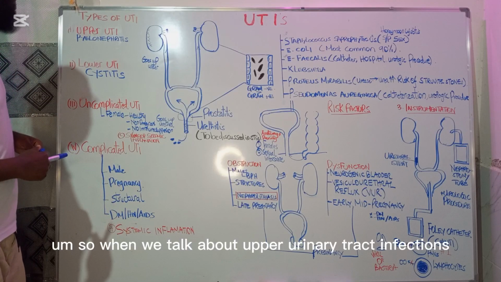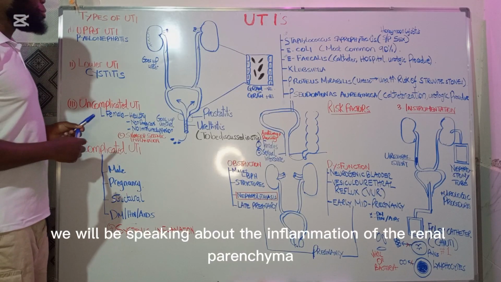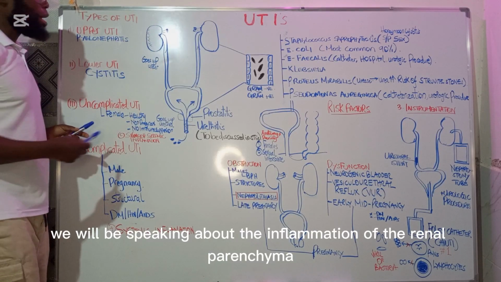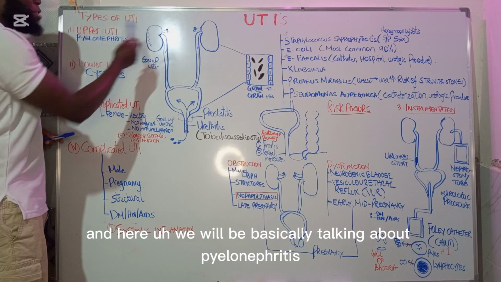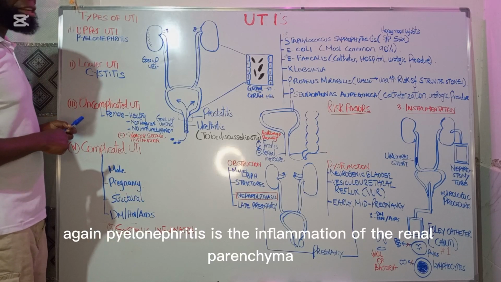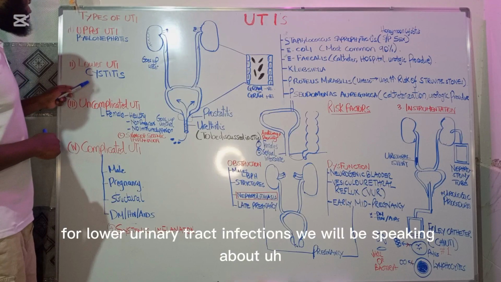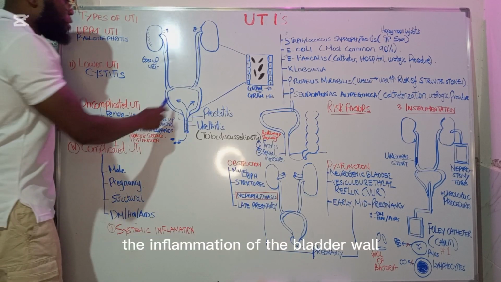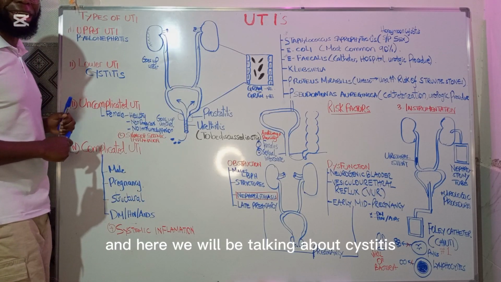So when we talk about upper urinary tract infections, here we will be speaking about the inflammation of the renal parenchyma. And here we will be basically talking about pyelonephritis. Again, pyelonephritis is the inflammation of the renal parenchyma. That is for upper urinary tract infections. For lower urinary tract infections, we will be speaking about the inflammation of the bladder wall. And here we will be talking about cystitis.